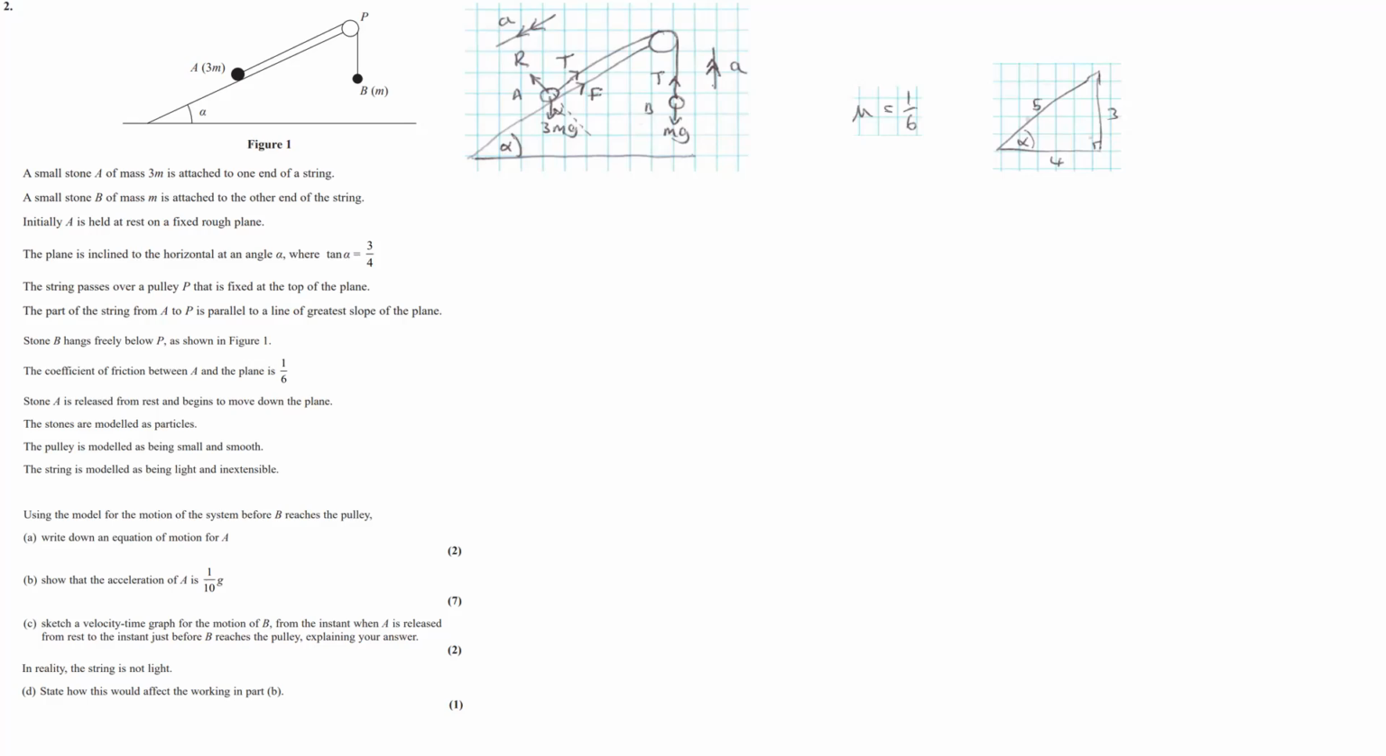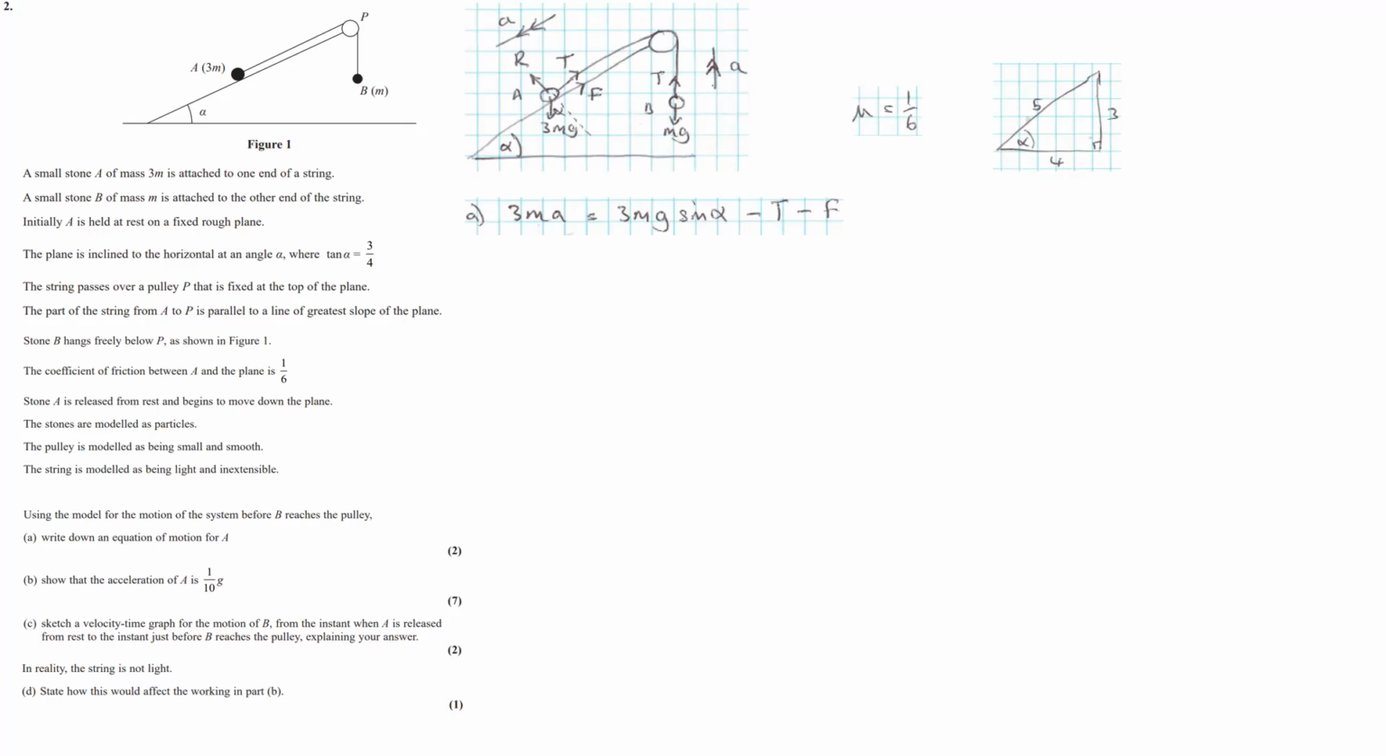So let's go back to the question. Write down the equation of motion for A. So using F equals ma, the driving force is the parallel component of the weight, take away the tension, take away the friction. And they don't want you to do anything with it, so you just leave it like that. So you'll get your 2 marks for that.